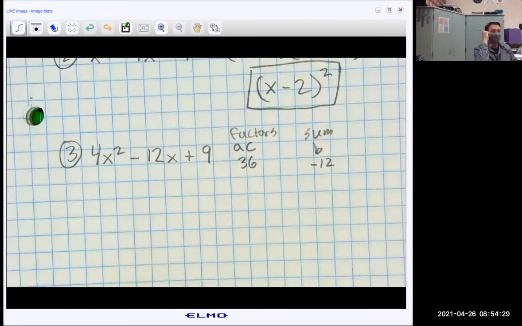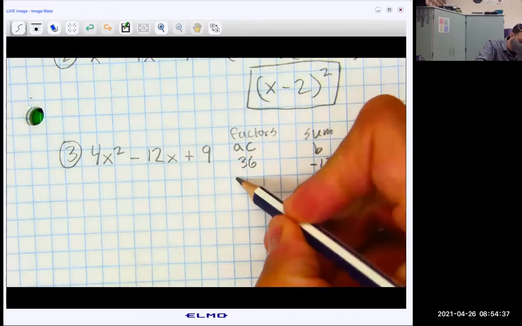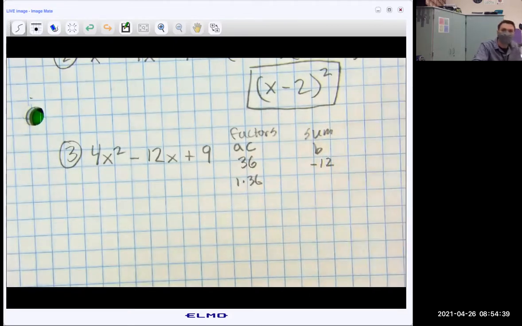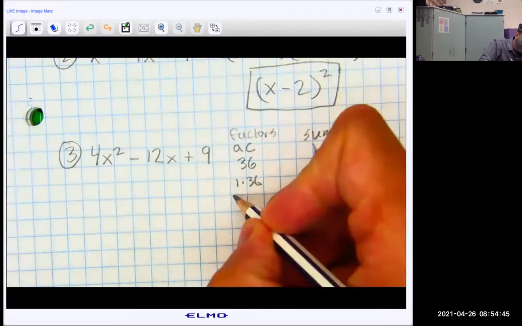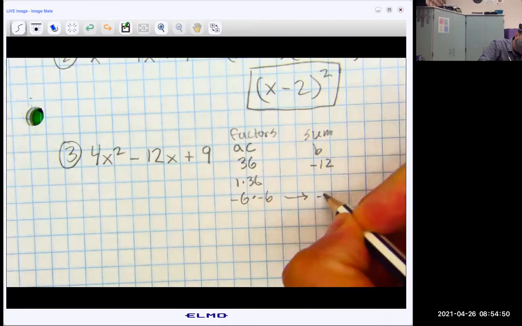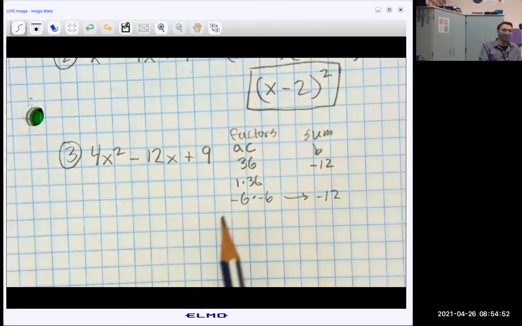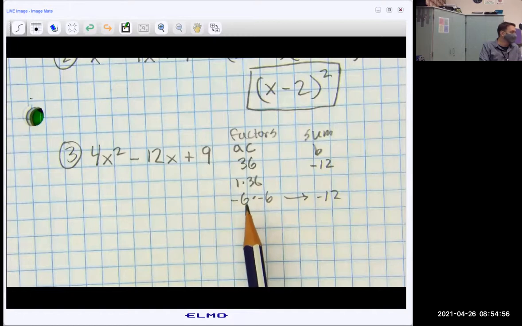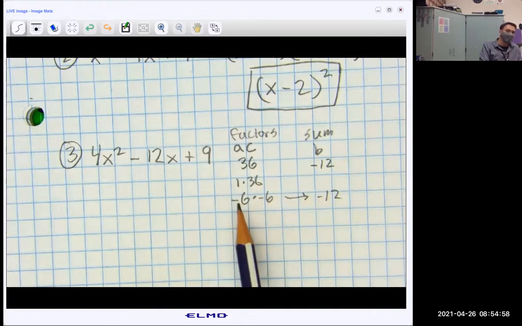You can use calculators, you can use mental math, you can write them all out. You always start with like what, 1 and 36? No, those aren't going to work. Ooh, thanks, Sanvi. -6 and -6. There we go. See, those add to -12. Ooh, look, this is my first idea that this is going to be something special. You see how it's the same number times itself?